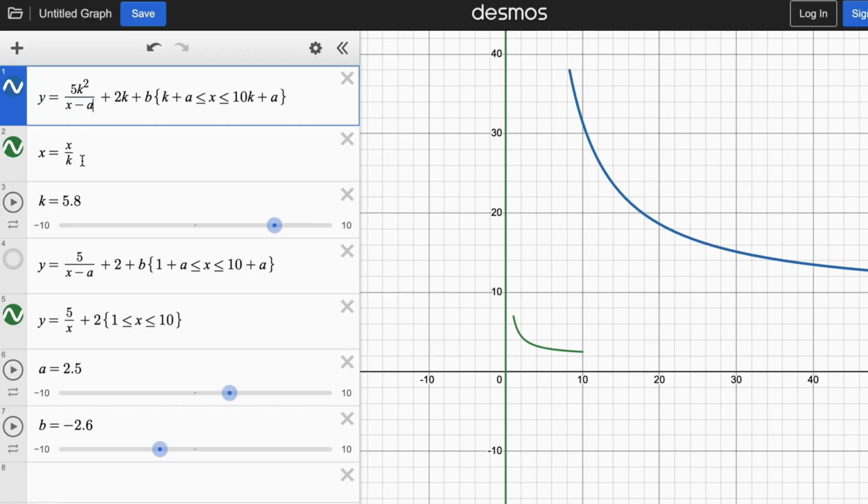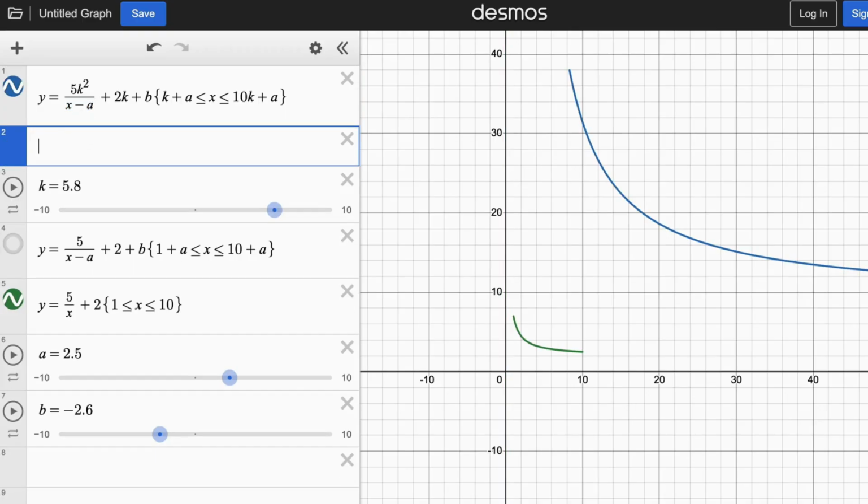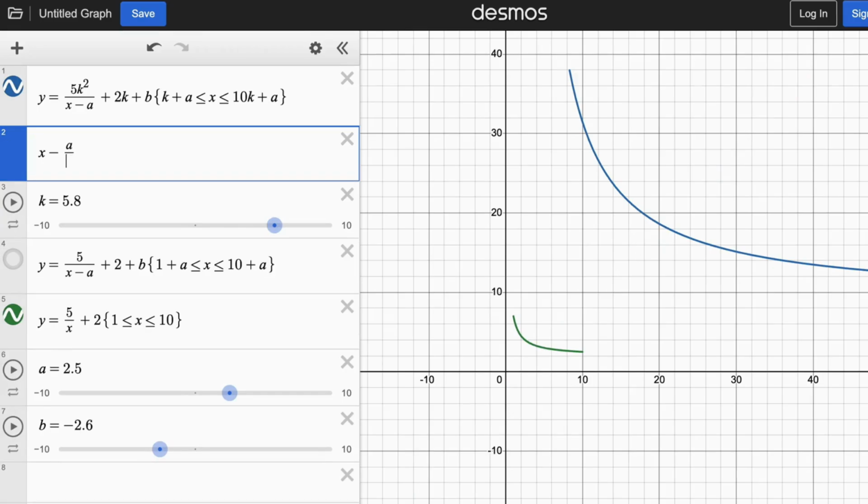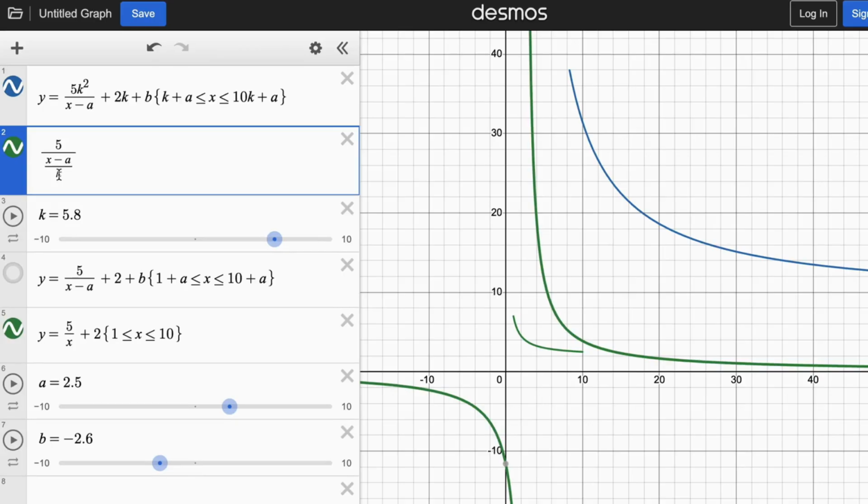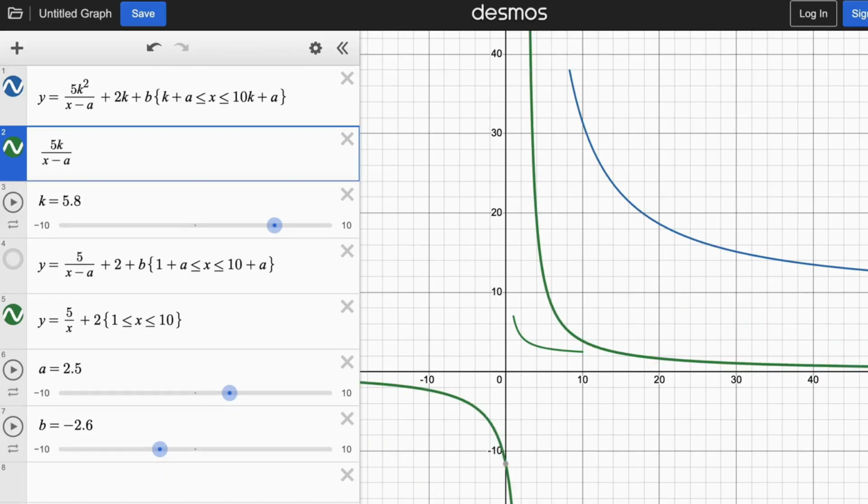I'll just show you what that looked like. So x divided by k. x minus a. So this whole denominator gets divided by k. Now this is the horizontal stretching. When we had this in a fraction, 5 was up here, and that was dividing this whole thing. So this whole thing was the denominator. What I could do was send the k up there because of the rules of fractions. And this is the same thing.